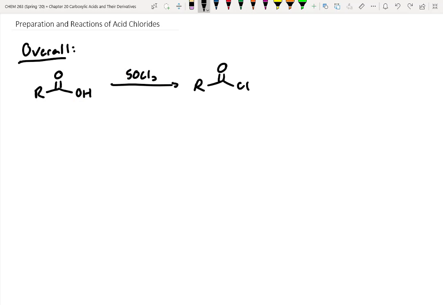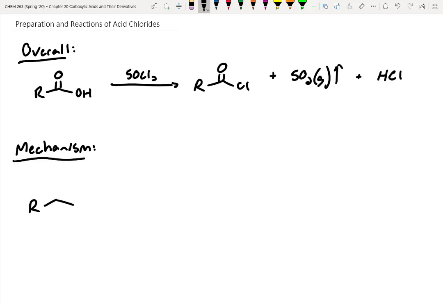All right, the byproducts of this reaction are going to be sulfur dioxide gas, and this will bubble out of solution, and then we'll also generate some hydrochloric acid as a byproduct. So let's take a look at the mechanism here. And the mechanism is a little bit steppy, a little bit confusing, but we'll go through it fairly slowly. If we have a carboxylic acid, it's going to react with this super strong electrophile. That's the thionyl chloride.